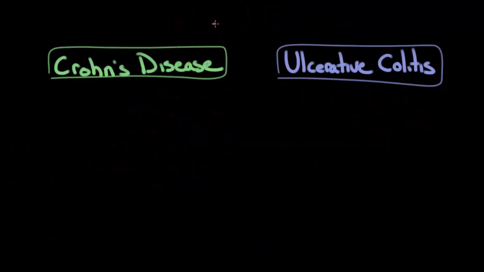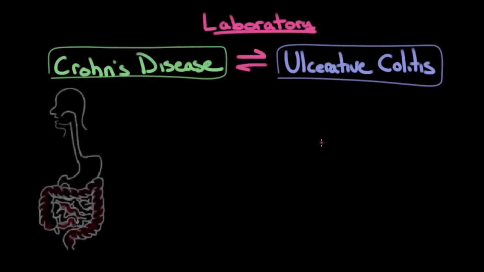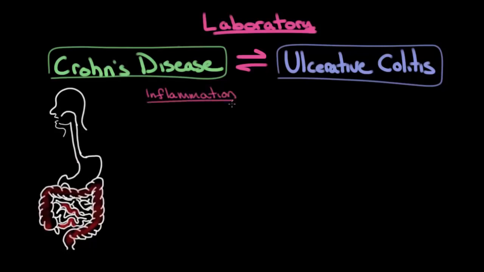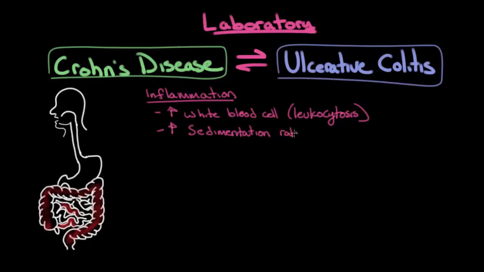Now, since the history and physical is fairly nonspecific, the next step in this diagnostic workup is to perform some laboratory studies. And these studies tend to be fairly similar between Crohn's disease and ulcerative colitis. So let's once again bring in this diagram of the GI tract. The first set of laboratory findings are these markers of inflammation. And this includes an increased white blood cell count, which is known as leukocytosis, as well as a couple of other very nonspecific markers of inflammation that include an increased sedimentation rate and an increased C-reactive protein.